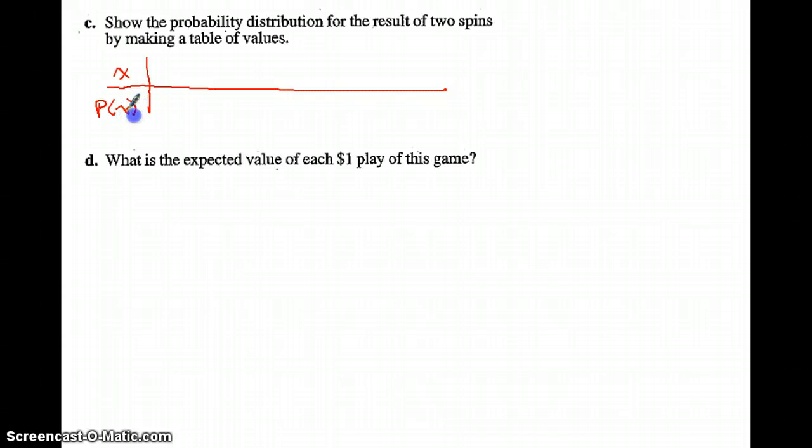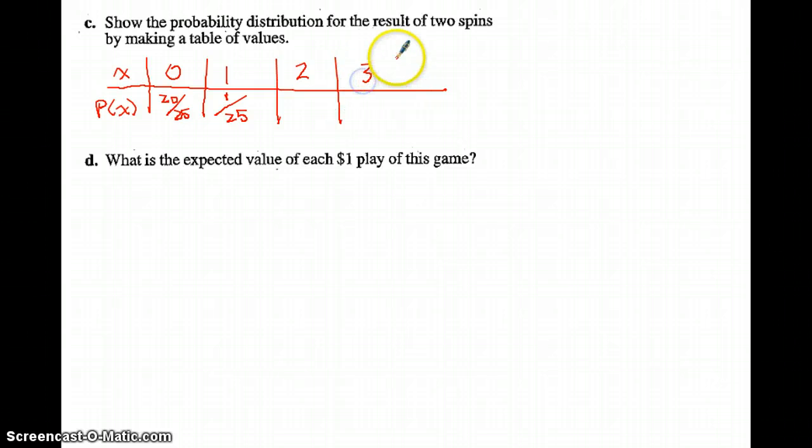Alright, so part C, show the probability distribution for the result of 2 spins by making a table of values. Well, the possible amount we could win was, you could win $1. Well, we should put a 0 in there, because we need to account for everything, don't we? 0, and we just figured out that for 0 that was 20 of them. You could win $1. We just figured out that was 1. The rest of these are all going to be 1, right? One way out of 25 you can win $1. Same for all these other ones.